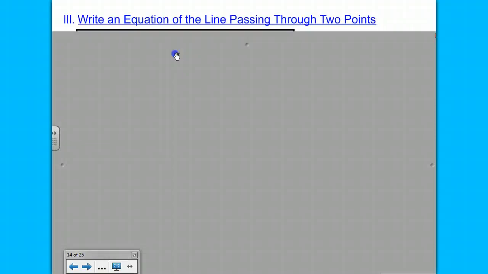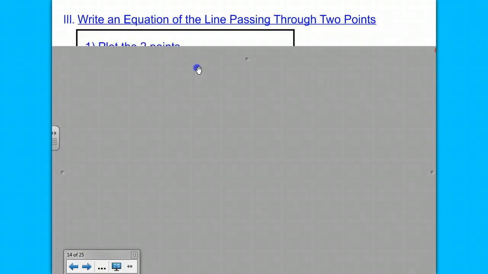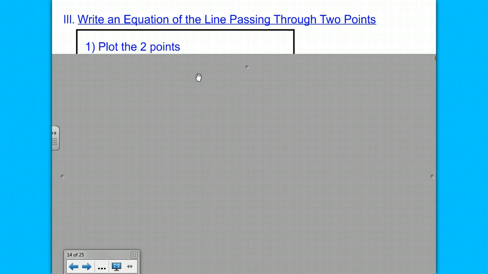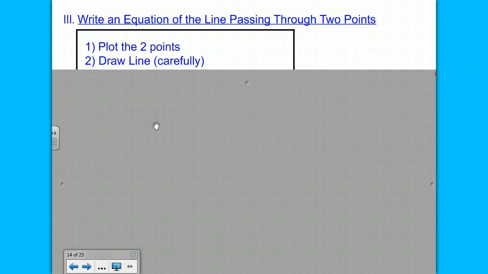Okay? So the steps to writing an equation of a line passing through 2 points are: begin by plotting your 2 points. After plotting them, what did we do? Emily, what did we do then? After plotting those, then you draw a line. Good. Draw the line carefully. We use our rulers, our note cards.